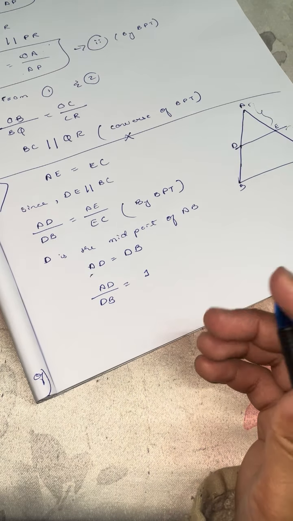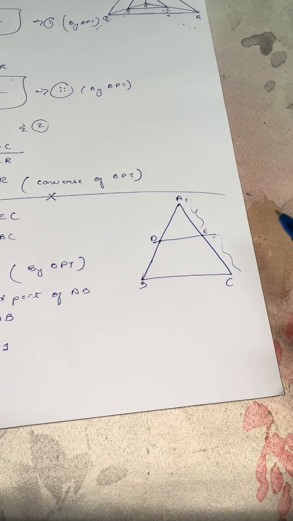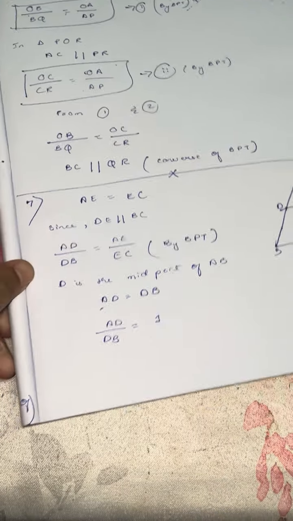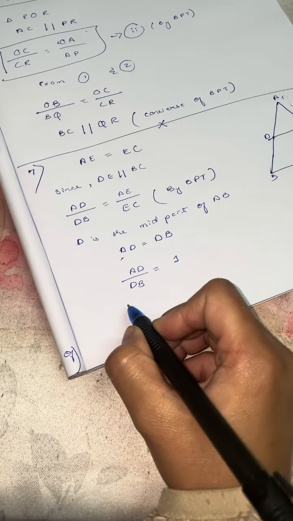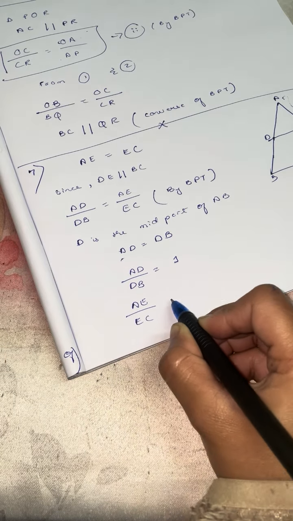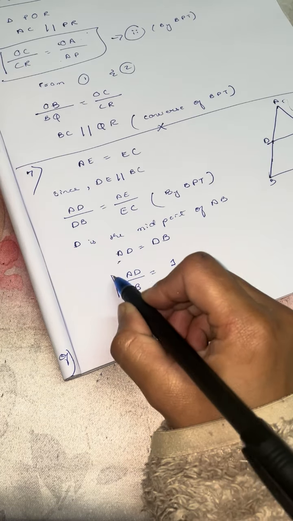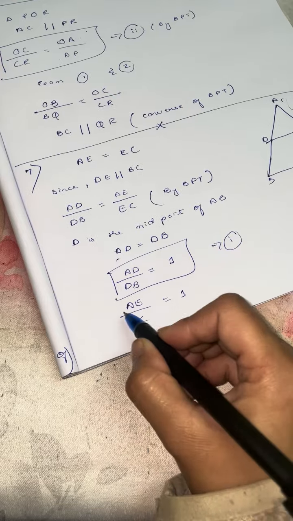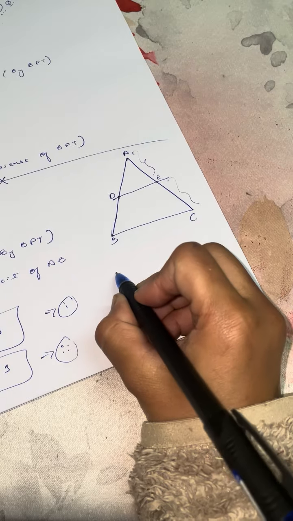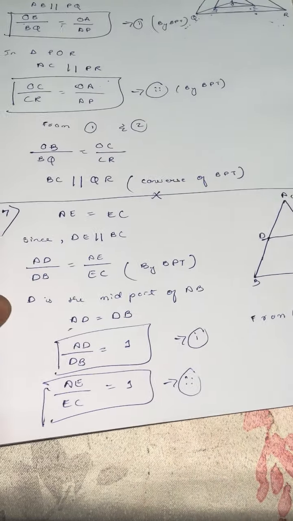Then another thing: what happens is AE is equal to EC, since it is also the third side, that is AC. Can I say AE is proportional to EC? Then we cross multiply. This is equation 2. From 1 and 2, do I see something?